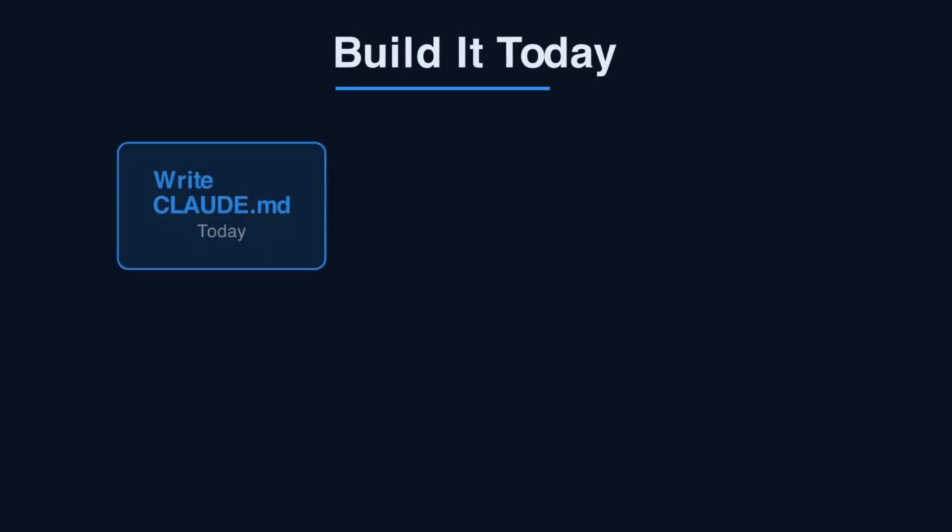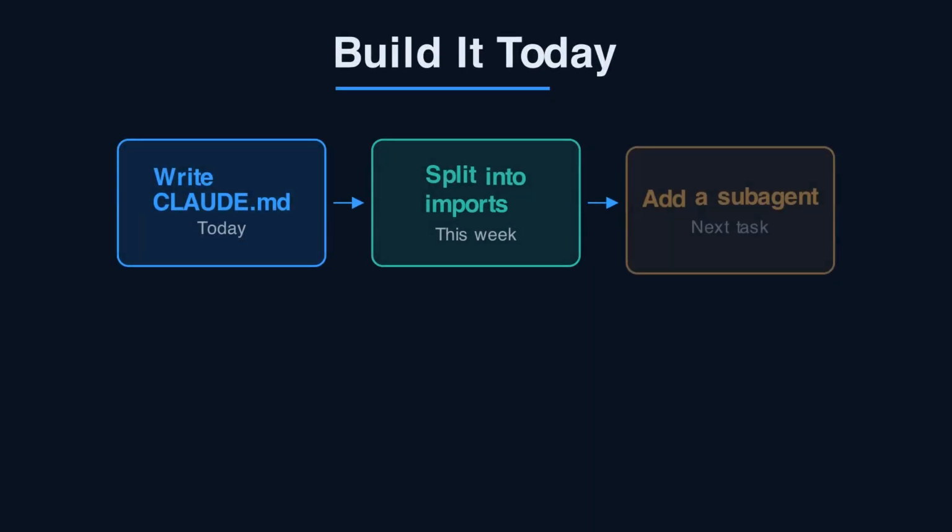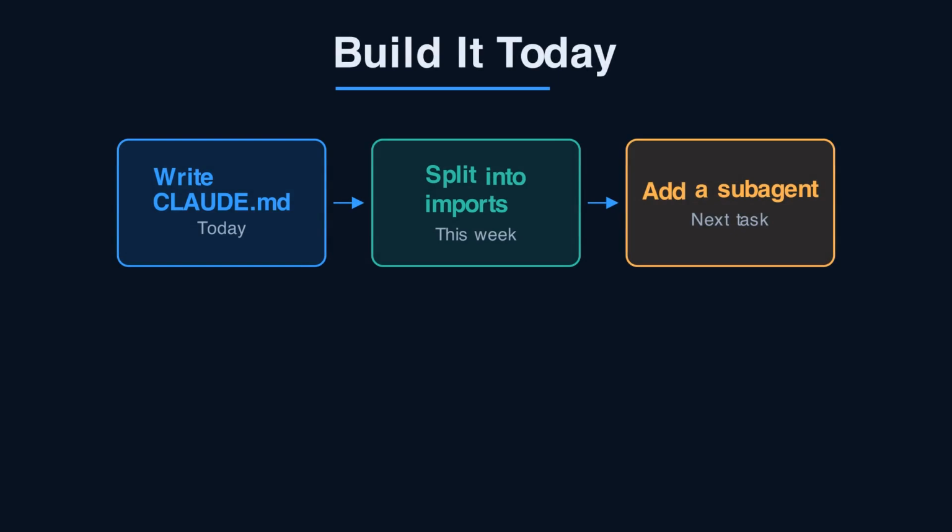Start small and ship one layer at a time. Write a 20-line Claude.md in your main repo right now. Add one reviewer subagent, then grow from there. Star the docs and try this on your next real task.